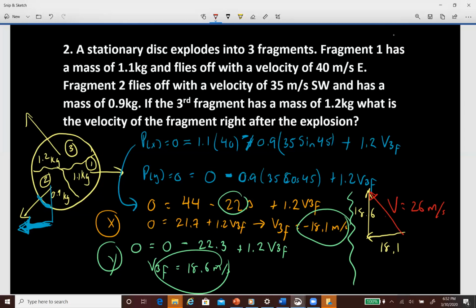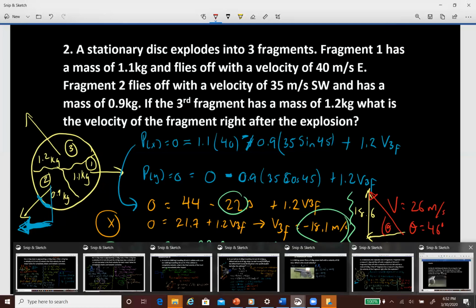We should include an angle. So if we do inverse tan of 18.6 over 18.1, we get an angle of about 46 degrees. Therefore, the final velocity for object 3 would be about 26 meters per second. We can say west 46 degrees north. Although my north looks exactly like my west. Let me fix that. West 46 degrees north.